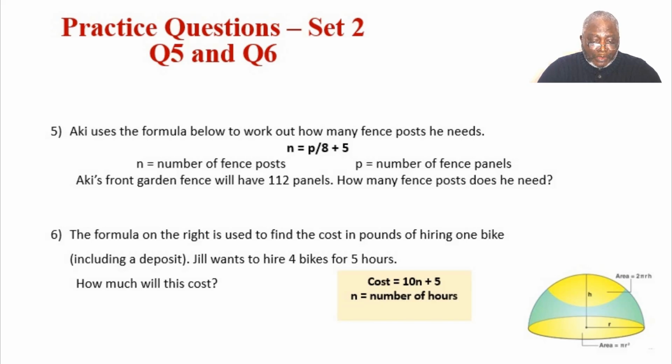Question 6. The formula on the right is used to find the cost in pounds of hiring one bike, including a deposit. Jill wants to hire 4 bikes for 5 hours. The formula is equal to 10n plus 5. How much will this cost?